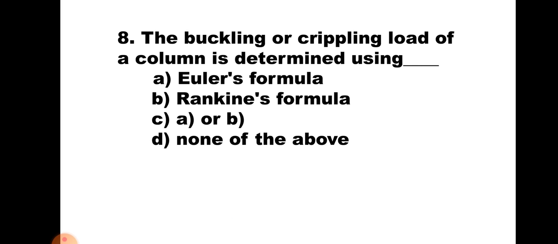Question number 8. The buckling or crippling load of a column is determined using A, Euler's formula, B, Rankine's formula, C, A or B, and D, none of the above. In the last question only we saw that it is known as buckling or crippling or critical load. Generally, when we are using Euler's formula, we call it as buckling load. When we are using Rankine's formula, we call it as crippling load. The meaning of both is the same. Hence, for this particular question, the answer is C, A or B. We can use both the formulas to find out the buckling and crippling load.